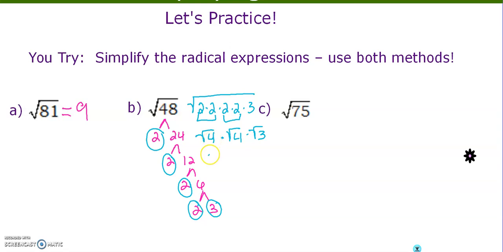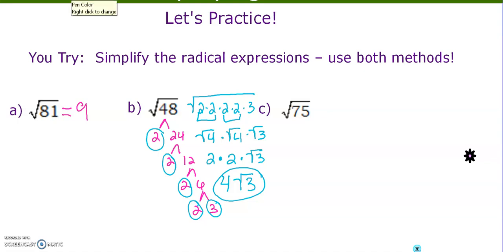So the square root of 4 is 2. Bring down your multiplication dot. The square root of 4 is 2. Bring down your multiplication dot. The square root of 3 we can't touch. It's already a prime number. So 2 times 2 is 4, radical 3. The whole number will always go out in front.